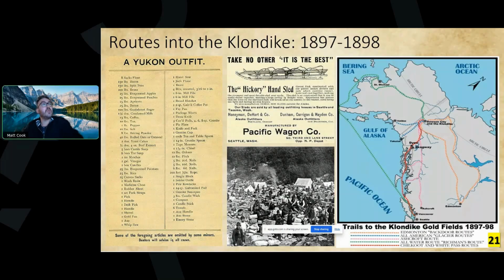Let's go on to the next one. So here you can see on the left, I don't know if you can make this out, but this is a list of everything that you were required to have when you entered the Yukon by the Canadian government. So all sorts of 150 pounds of bacon in there, 150 pounds of split peas, hand saws, jack planes, wash basins, picks, towels, and these would be checked before you passed over the mountain.